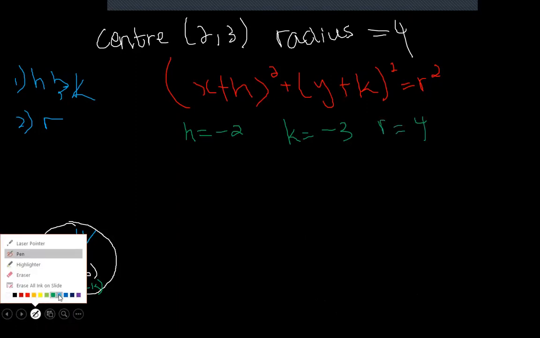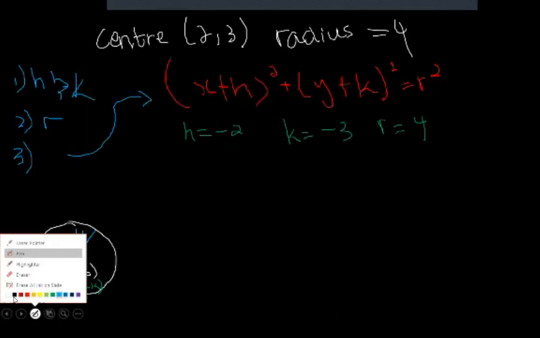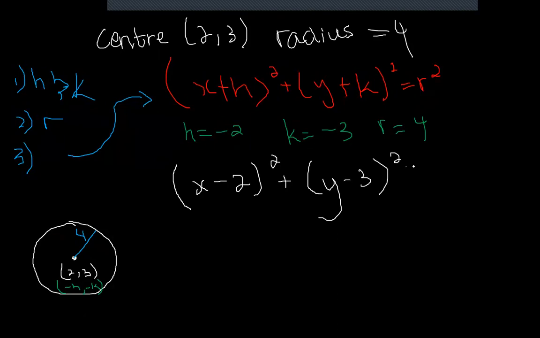And the third and final step is to write it in this form. So standard form: (x plus h) squared plus (y plus k) squared is equal to r squared. So this is what I do here. Put back my bracket, x. h is -2, so I'll put -2 here, squared, plus in brackets y, put back the y. k is -3, so put -3 squared is equal to r squared, radius squared. r is 4, so that's 4 squared.